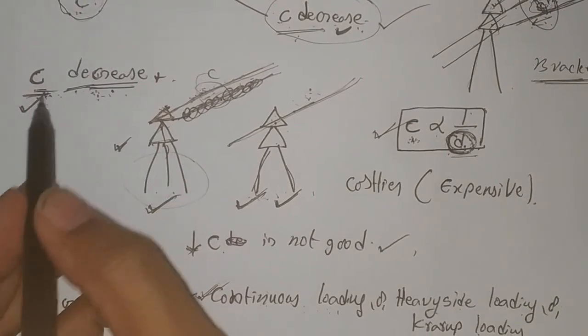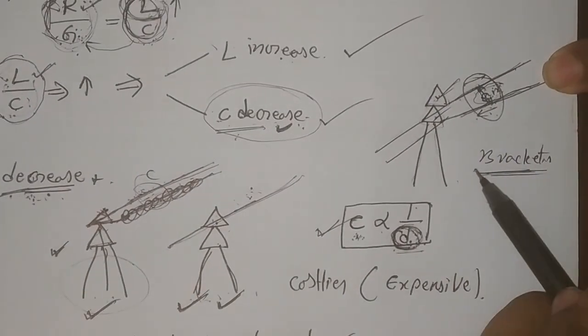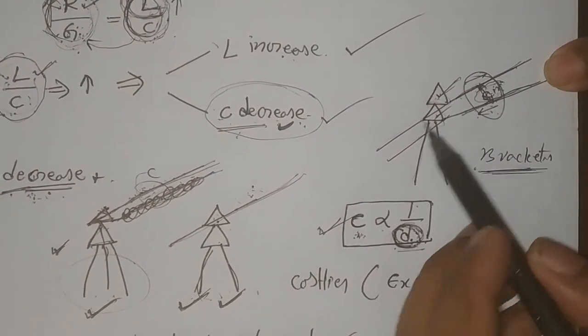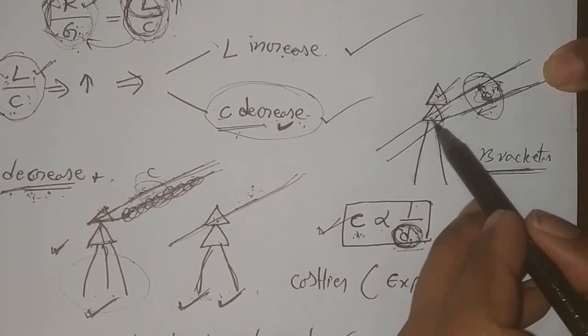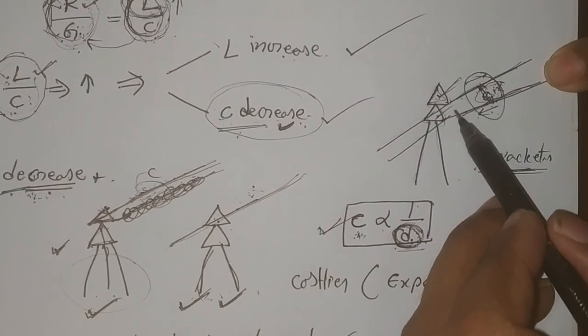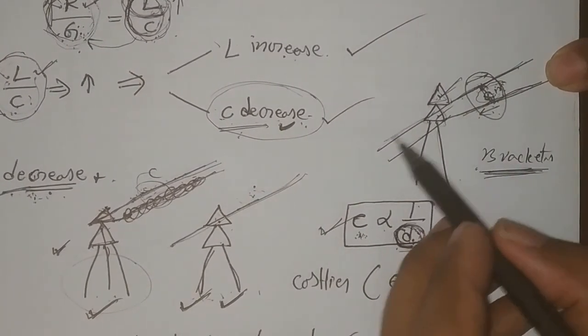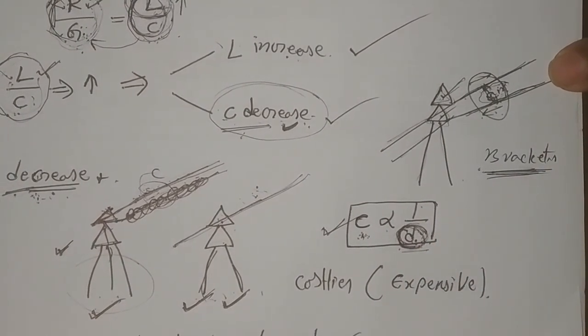Okay, what do you mean by C? C is nothing but the capacitance. As for example, let us see in this diagram. This is nothing but the towers. So in this case, you see the triangle shaped objects here. Those triangle shaped objects are nothing but the brackets. Okay, they are called the brackets. These brackets are used to carry the transmission lines throughout the entire length of the transmission line.